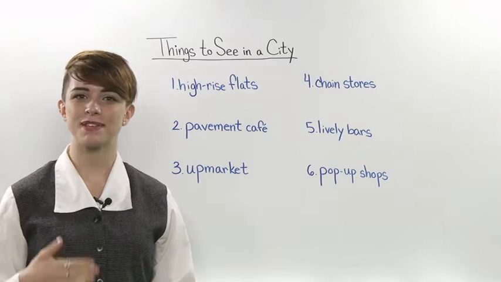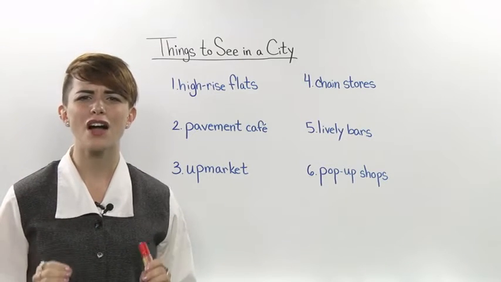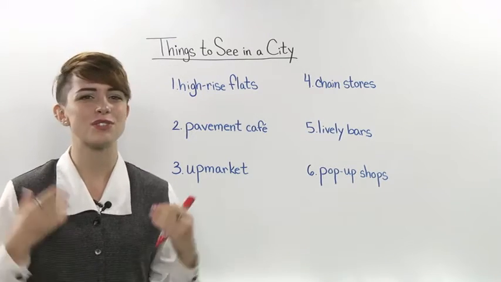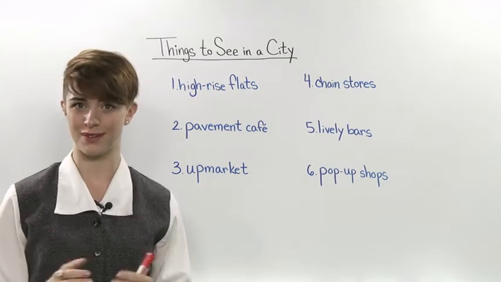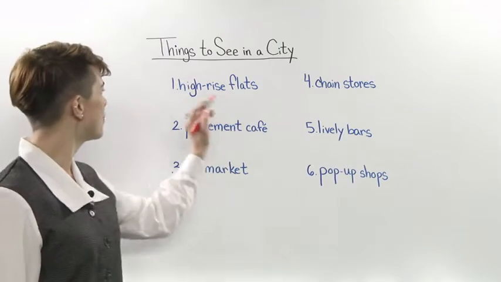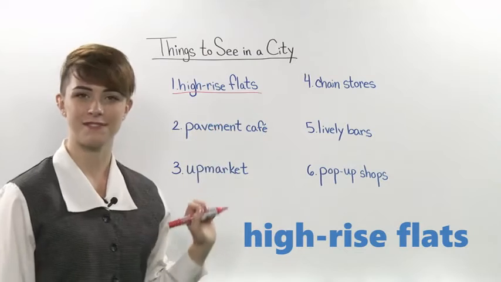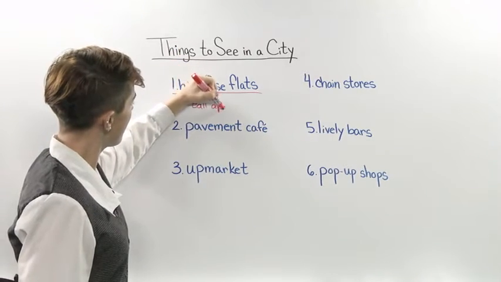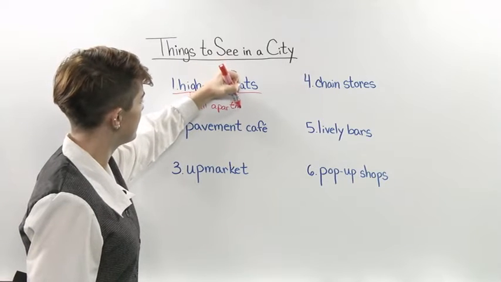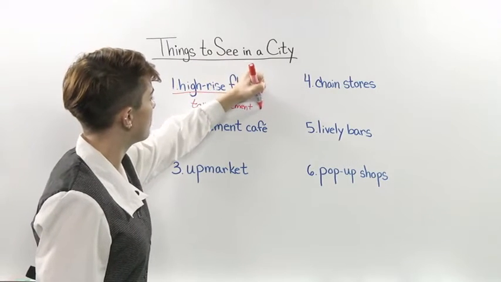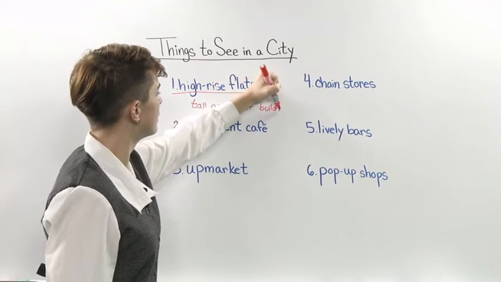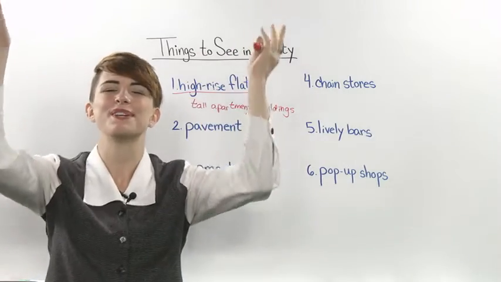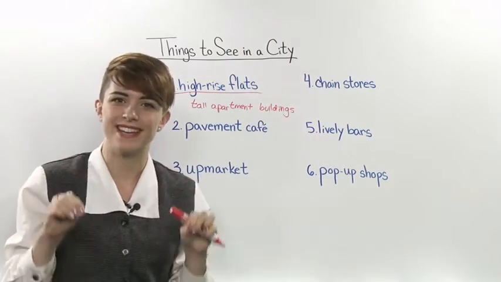Next, let's talk about some vocabulary you can use to talk about what you see when you're walking down the street in a city. How can you describe what's going on around you in your hometown? First on our list, we have the word high-rise flats. High-rise flats simply means you have tall apartment buildings. Very, very tall apartment buildings as high as you can see within a city.